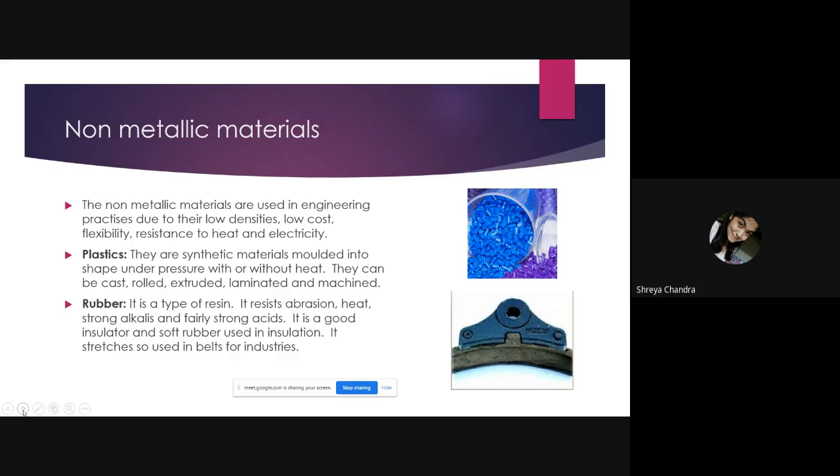Now plastics, it is a polymer. These are synthetic materials that can take up any shape on the application of pressure in the presence or absence of heat too. Rubber. Rubber is a resin kind of material. It acts as a good insulator, and soft rubber is also used in insulation nowadays. Resin is a natural or synthetic organic compound, consisting of non-crystalline or viscous liquid substances.